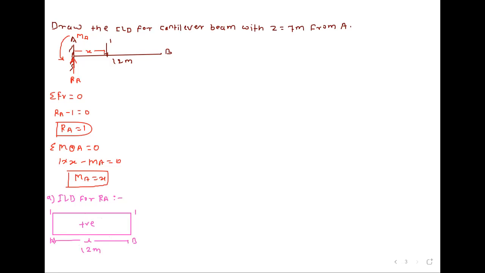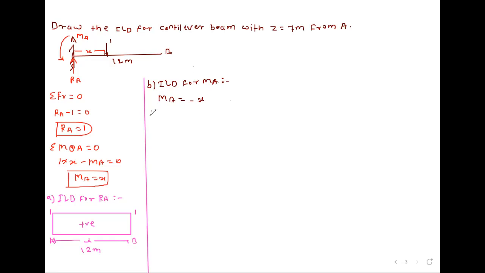After that you have to draw ILD for MA. Next, B point, ILD for MA. Already you know that the value of MA is equal to X, but this MA pushes downward, that's why minus X. So now the value of MA depends on X. That's why we will put at A X equal to 0 and at B X equal to L. बघा, moment मध्ये X चं रिलेशन आहे, त्यामुळे आपण A ला आणि B ला फाइंड आउट करतो.